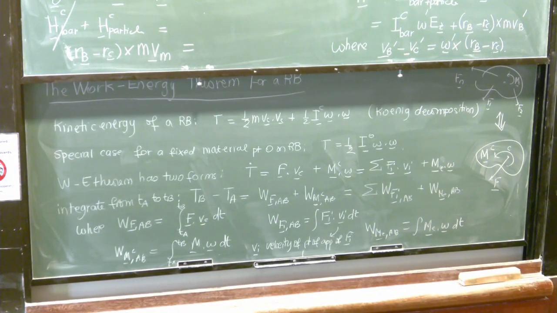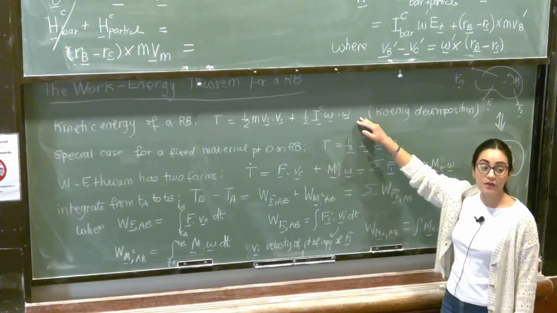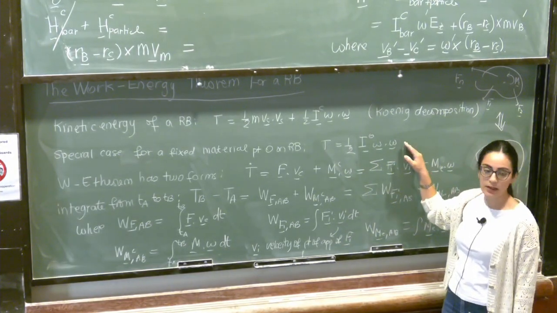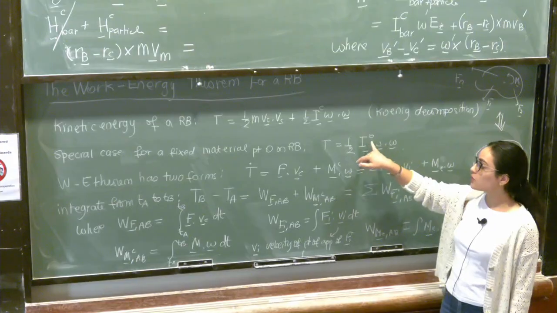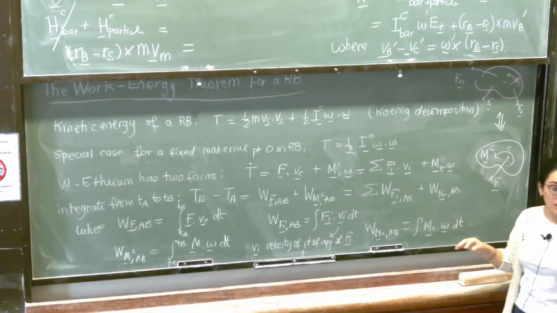Now, in the special case when you have a rigid body rotating about a fixed point, then you can write the kinetic energy as half I_O omega dot omega. So in general, the kinetic energy of a rigid body is this. In the special case when there's a fixed point O on the rigid body, you can write the kinetic energy as this, where now the inertia tensor is calculated about O instead of about C. So we will show this.